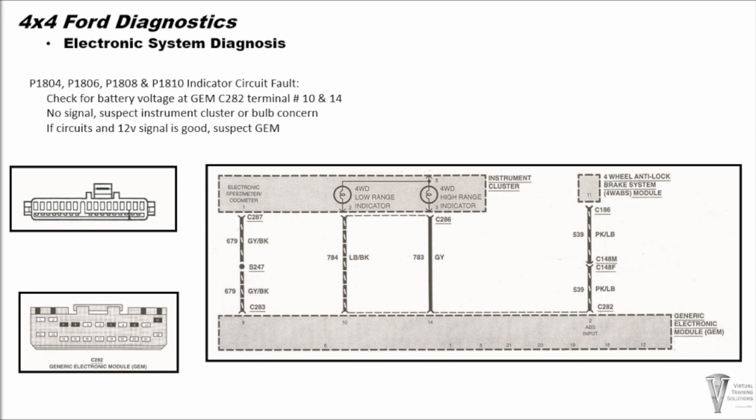P1804, P1806, P1808, and P1810 are indicator fault circuit codes. These indicate that the GEM module has encountered a fault in the four-wheel drive indicator system. Check indicator system wiring and connections. If you ground the circuits number 10 and 14 at the GEM module connector C282 and the indicator lights illuminate, the indicator light circuits are okay and suspect a possible faulty GEM module.